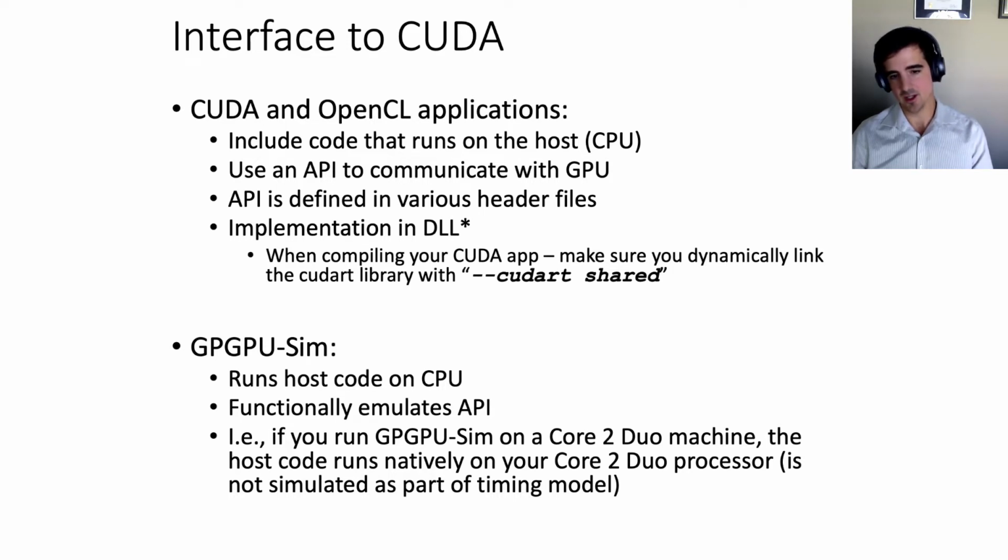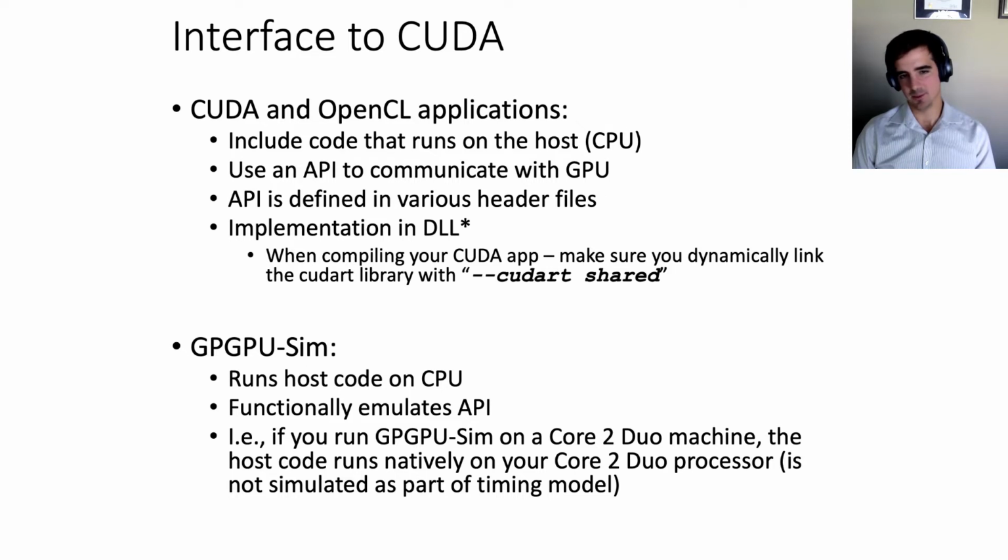those frameworks because you have to simulate everything that's going on in the CPU as well as everything that's going on in the GPU. The nice thing about GPGPU-Sim is that we just run the CPU code on the CPU you're running the simulator on. So if you're running this on your laptop with a Core 2 Duo, all of the CPU code is just executing on that Core 2 Duo, and all the GPU code is going to be running inside the simulation model.